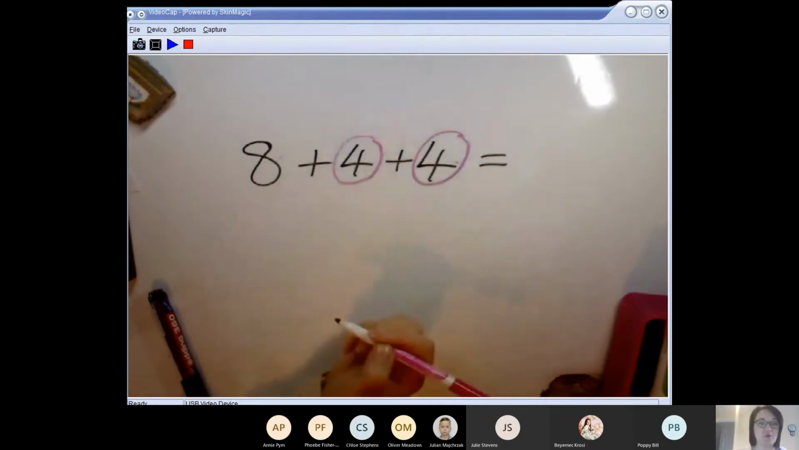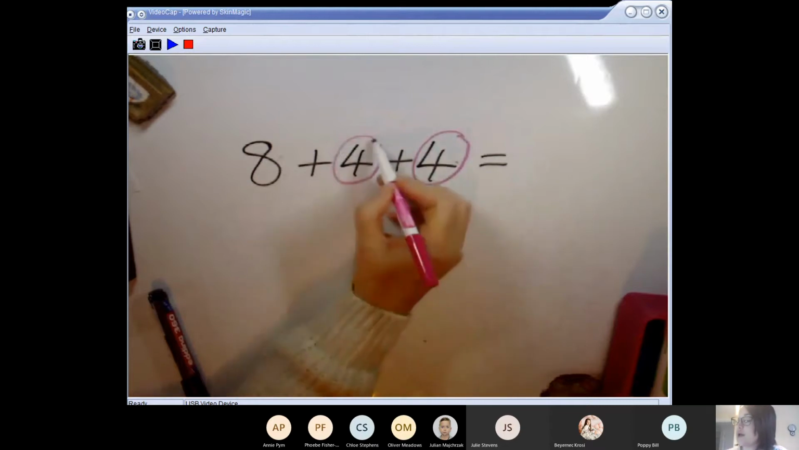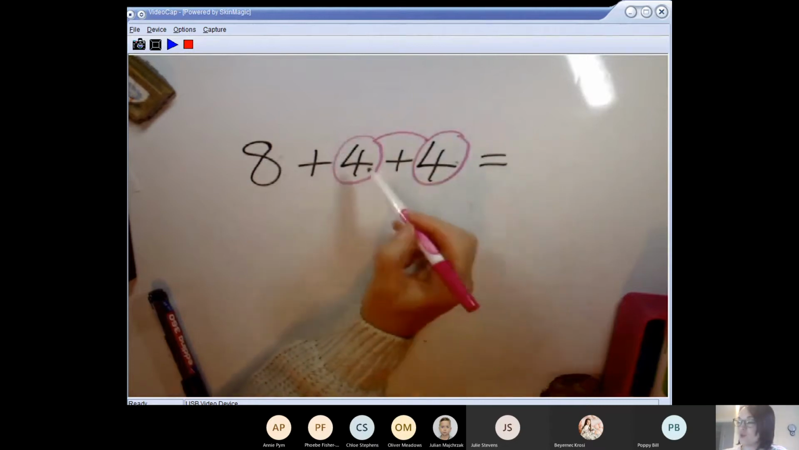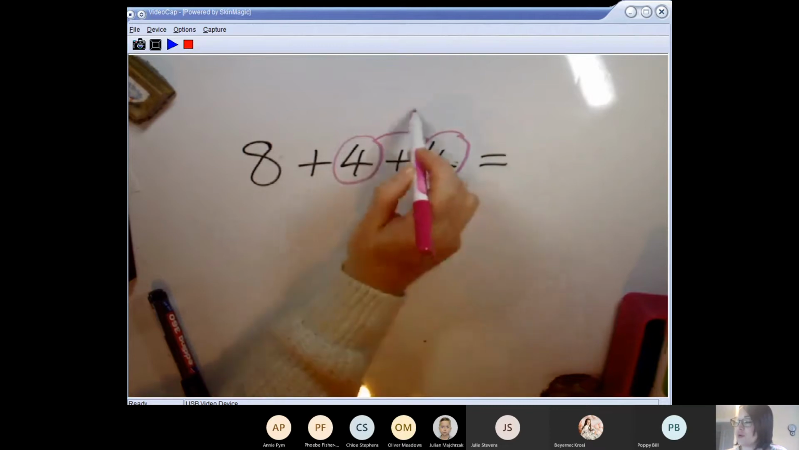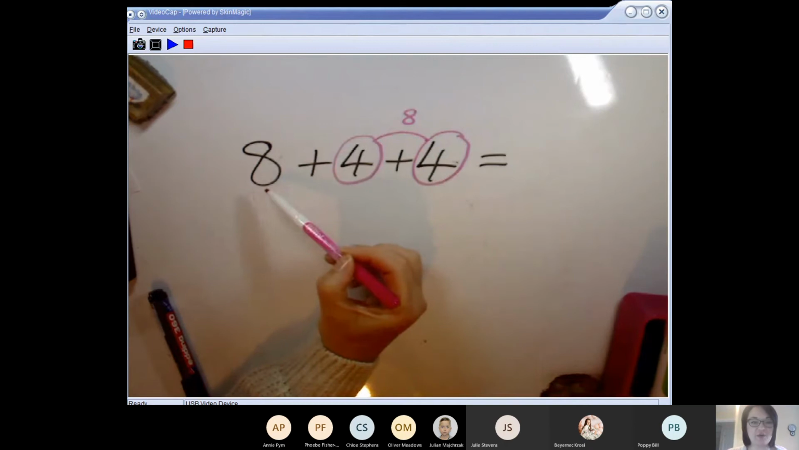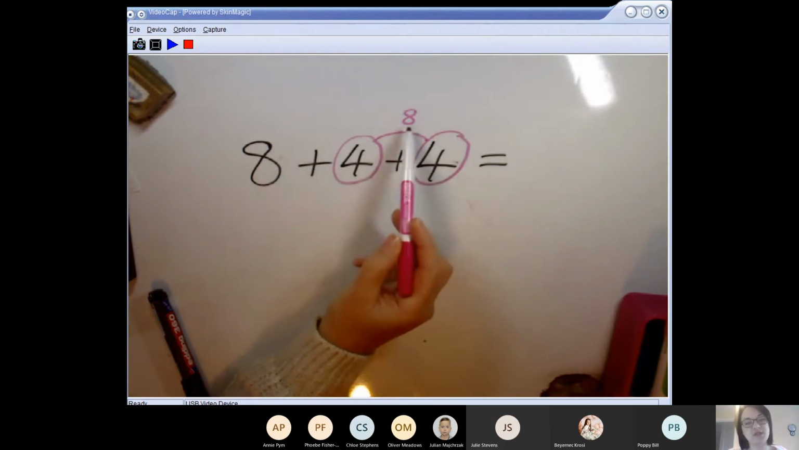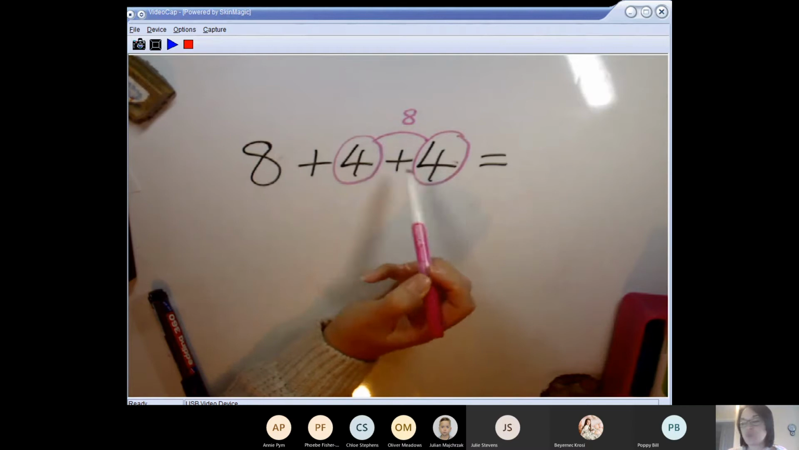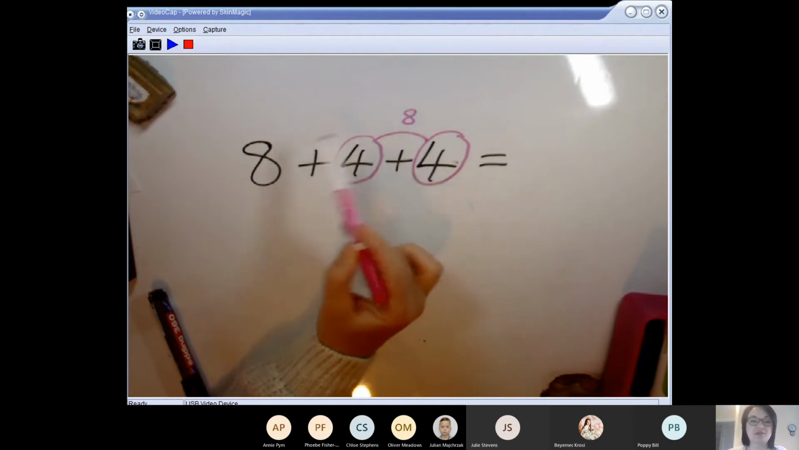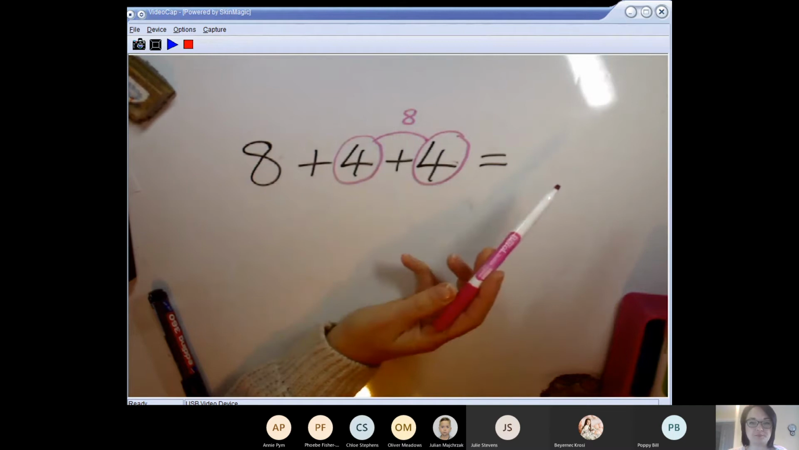Doubles is a really good thing to spot in calculations as well. What is 4 and 4? Double 4. Well, I know that double 4 makes 8. Oh, and now I've got another double. Now I've got this original 8 that was in my calculation, plus the 8 I've just made with my 4 and 4. So I did 4 and 4, that makes 8. Well, now if I know double 8, I know my answer.